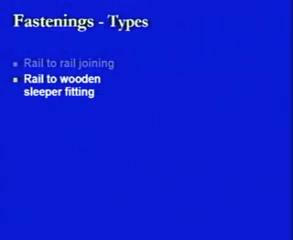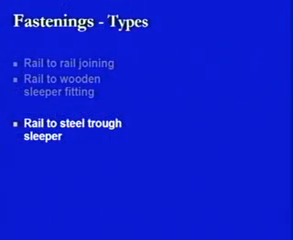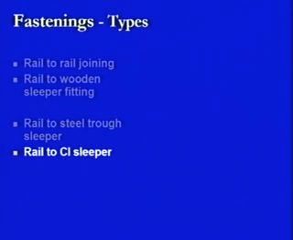Then another category is rail to wooden sleeper fittings. We have seen that sleepers are of different types. The old type of sleepers which have been in use were wooden sleepers, so the fittings required to connect rails with wooden sleepers will be seen. Then there are rail to steel trough sleepers, another category of sleepers already discussed. Then there is the connectivity of rail to CI sleepers. These are all metal sleepers which are connected to the rails.